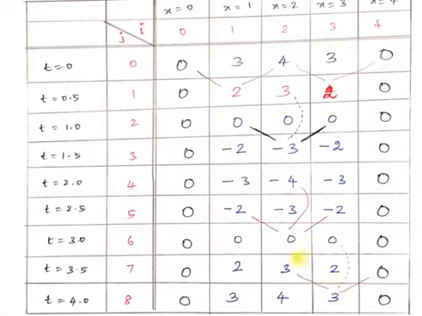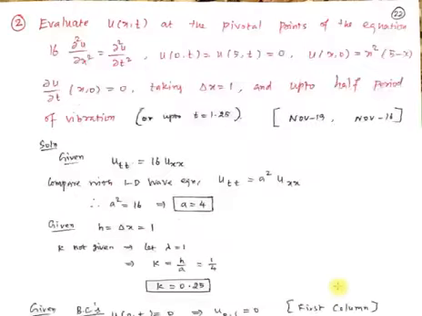This 3 is obtained by 3 plus 0 minus 0. So it is 3. Similarly, we find the values of u up to t equal to 4 in this method. That's all. Then similarly, we move to the second problem.